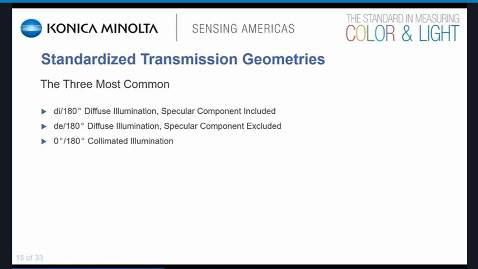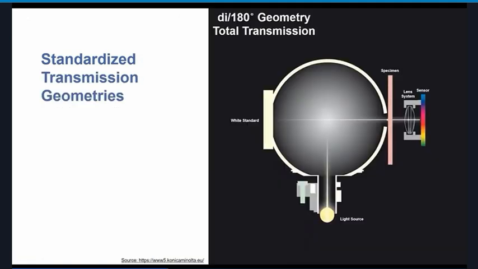And DE-180 is very similar to DI-180, except that the specular component will be excluded. The third common way to measure transmission is 0/180, and this does not use diffuse illumination. It actually uses a collimated light source incident on the sample, but you still have your detection angle 180 degrees from that incident angle. So you're only measuring the regular transmission.